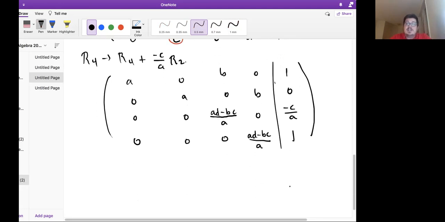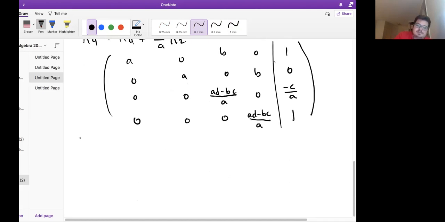So let's solve it. All right, what's W? So this last row says that W times AD minus BC over A is equal to 1. So that means that W is equal to A over AD minus BC. You can see that? Is that good?